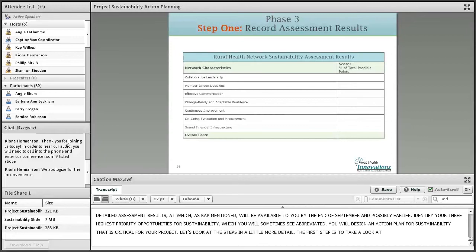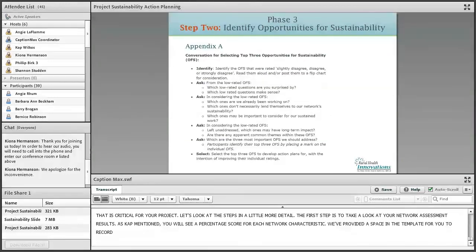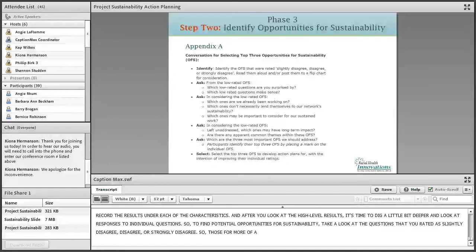The first step is to take a look at your network's assessment results. As Cap mentioned, you'll see a percentage score for each network characteristic, and we've provided a space in the template for you to record the results under each of the characteristics. And after you look at the high-level results, it's time to dig a little bit deeper and look at responses to individual questions. So to find potential opportunities for sustainability, take a look at the questions that you rated as slightly disagree or strongly disagree. So those from the more negative side of the scale, and pull those out of your assessment results.